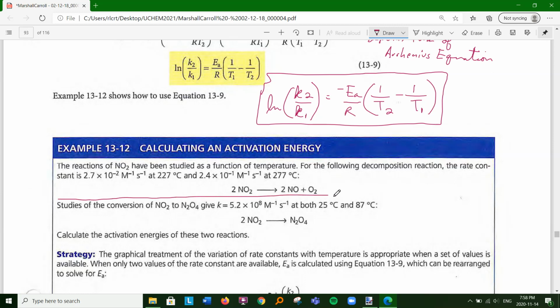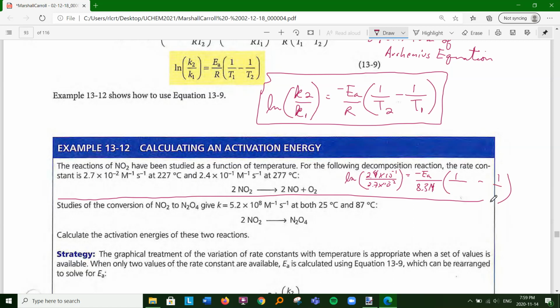So let's calculate the activation energy for the first one. So the natural log, second one listed, will be my K2. It's a second order process because I know that from the units. 2.4 by 10 to the minus 1 over K1, 2.7 by 10 to the minus 2 equals, what am I solving? Activation energy. So minus EA. EA is going to be in joules per mole, right? Sometimes at the end it's converted to kilojoules per mole, but you've got 8.314 joules per mole, that's R, times 1 over T2 minus 1 over T1.